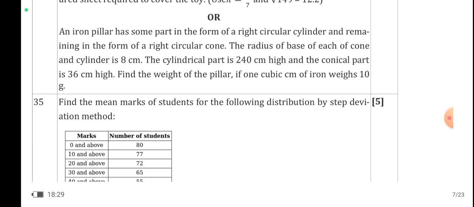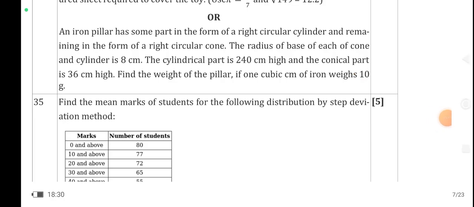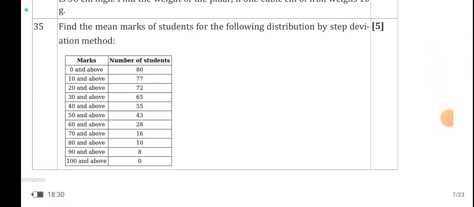And go for here another one, weight of the pillar by using the sine pillar. Then the 35th question, mean marks by using step deviation method.